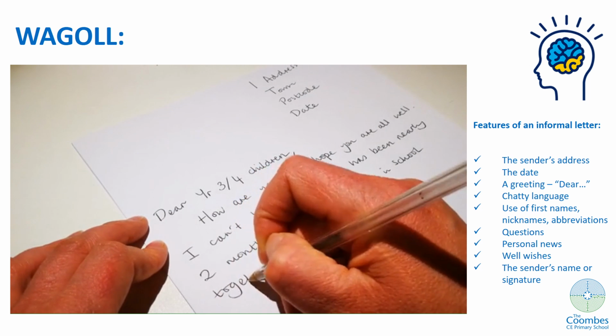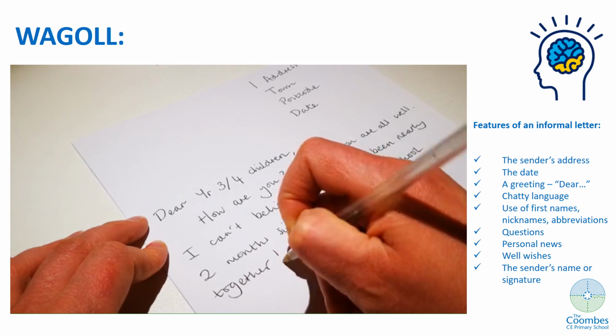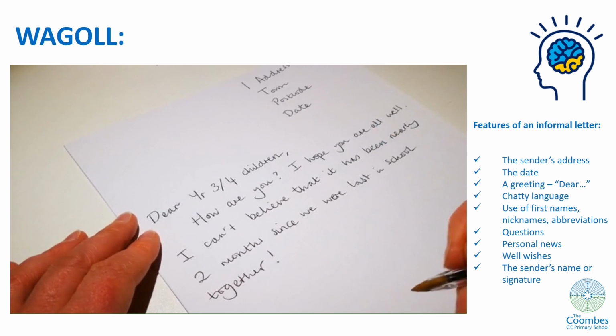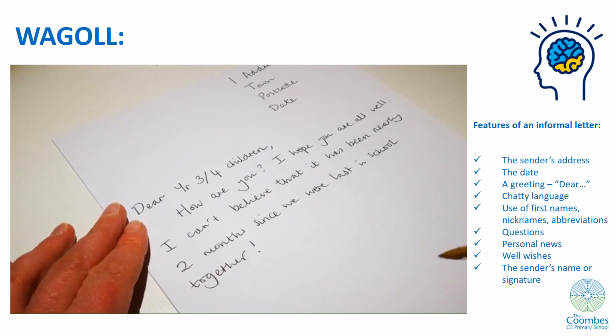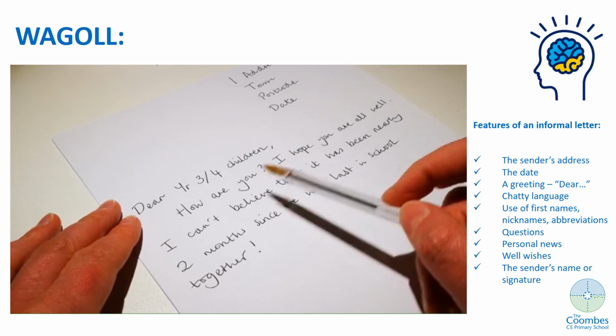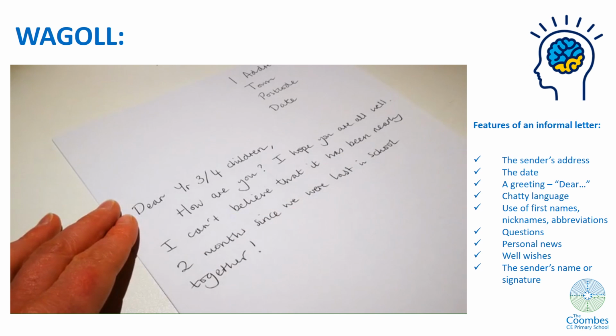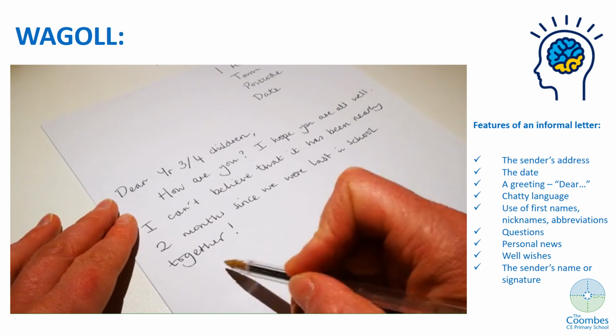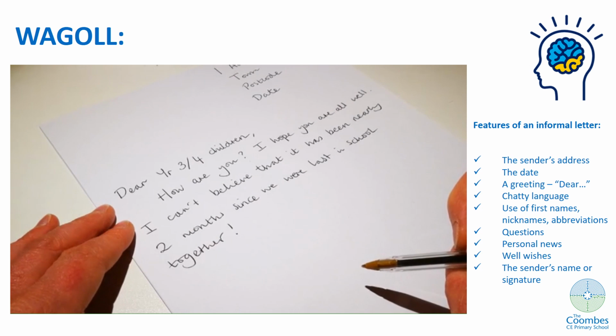And remember, this is an informal letter, so you can have a chatty style, kind of like the way you would talk to them if they were really here. How are you? And obviously our question's got a question mark. I hope you are all well. I can't believe that it has been nearly 2 months since we were last in school together. Now I'm going to start my new paragraph with a little bit of news.